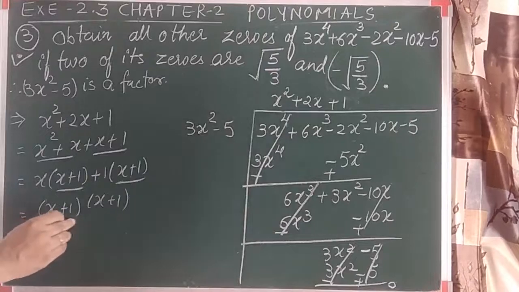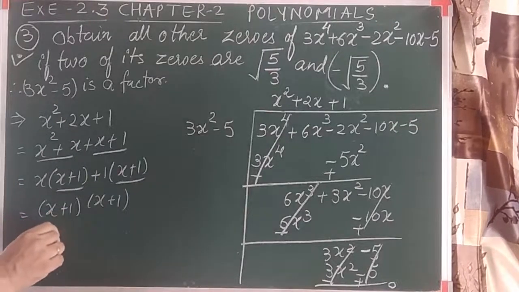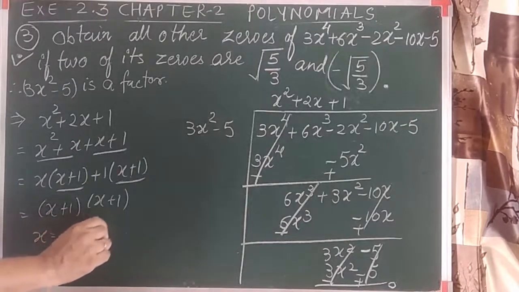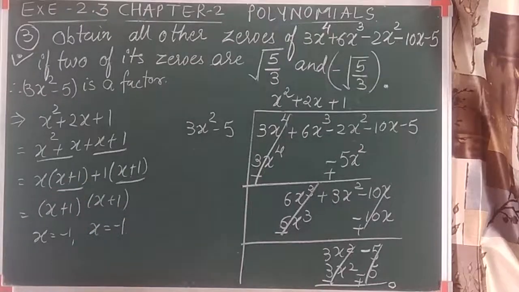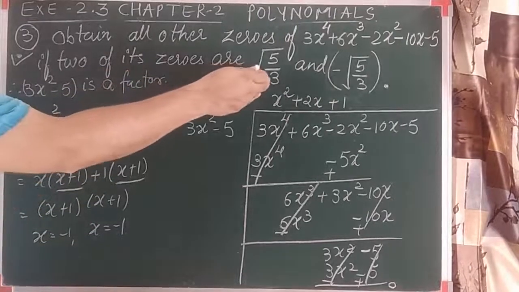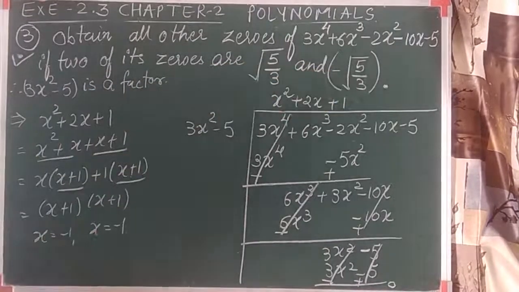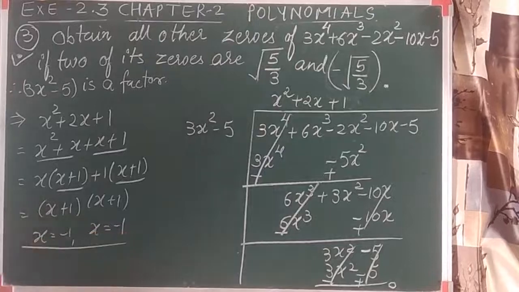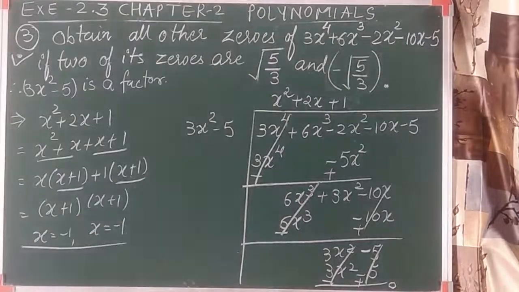So x equals minus 1 is one zero and another is also minus 1. So we have to find out the rest of the two zeros. Two zeros are already given, that is root 5 by 3 and minus root 5 by 3, and the remaining two zeros are minus 1 and minus 1. Thus we obtain the rest of the zeros of this given polynomial.